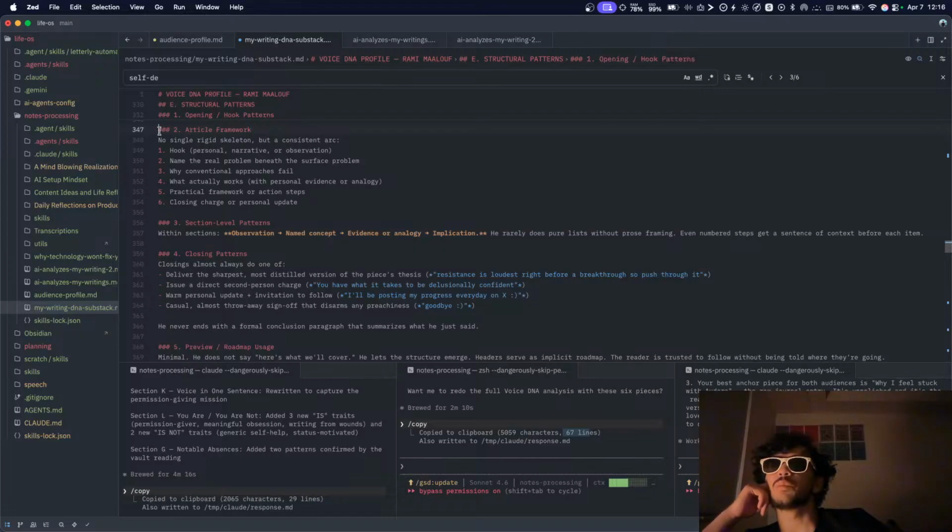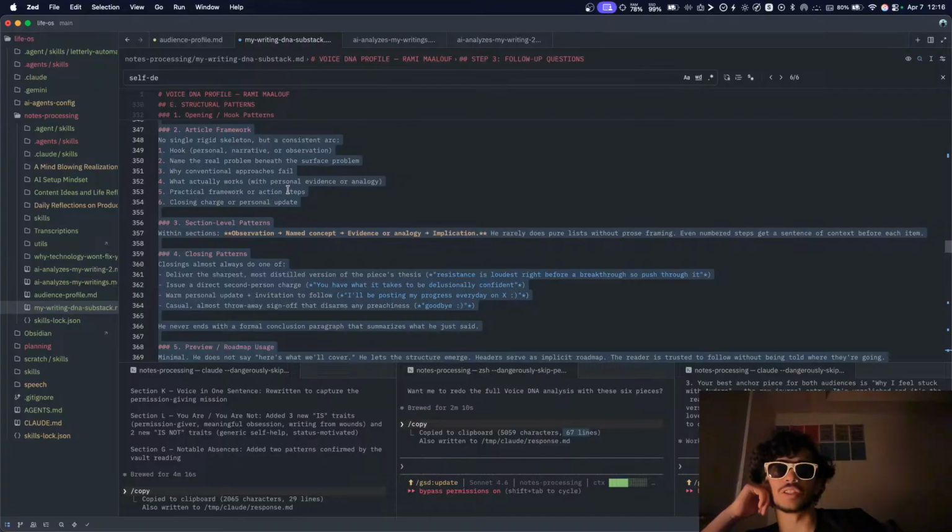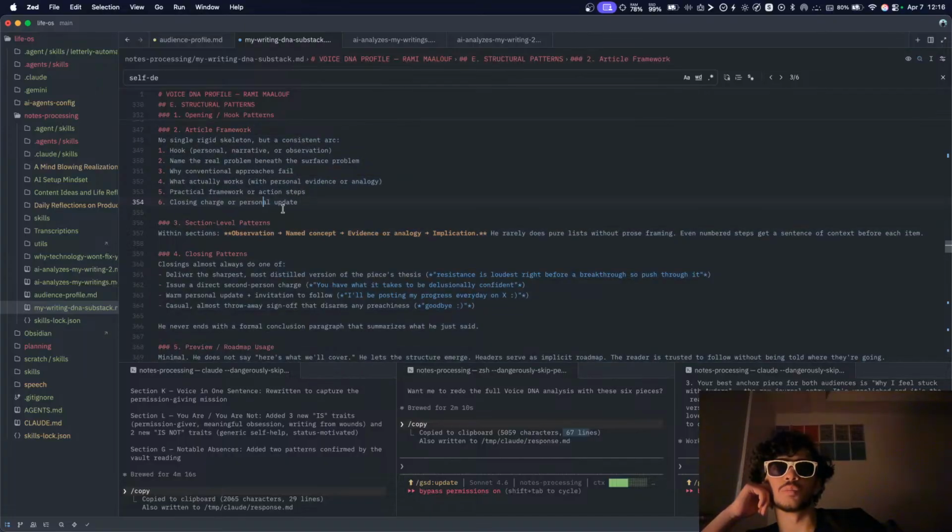The framework. Okay, we'll start with the hook. Name the problem beneath the surface problem. Why the conventional approach fails. What actually works. Practical framework or action steps. Closing charge or personal update. That sounds like most of my articles.